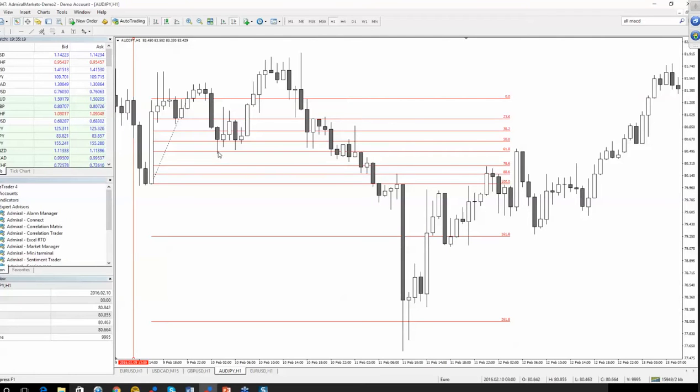See where the price rejected, guys? 61.8. Now, what I would suggest is either 50, 61.8, or 78 or 88.6. So from this part, you might start looking for entries. But use also other confluence points, like maybe stochastic crosses, or if you see this pattern. But it's good.